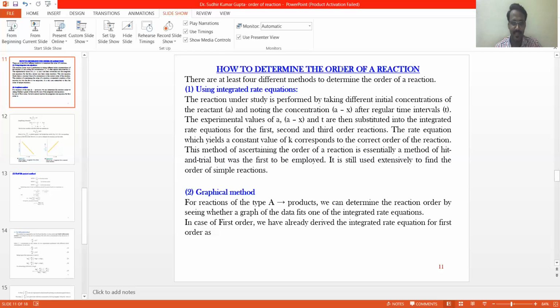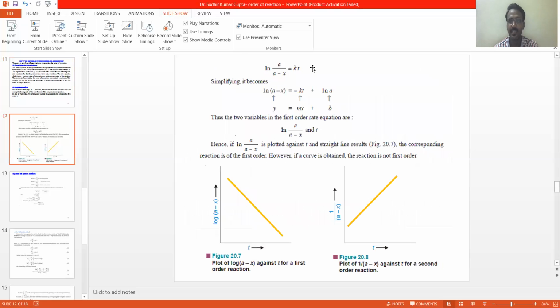So the second method is the graphical method. In this, what do we do? Here we have different rate equations for the determination of k. We have derived the integrated rate equation for first order reaction as ln a upon a minus x is equal to kt.